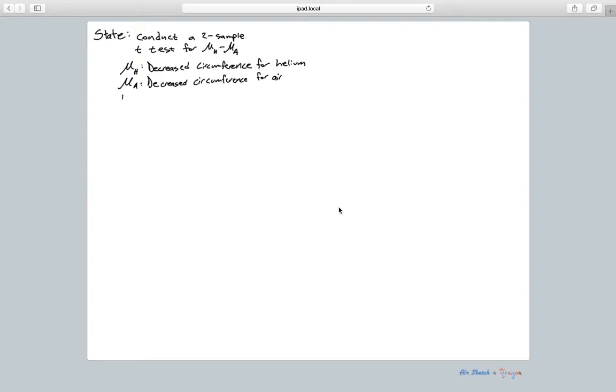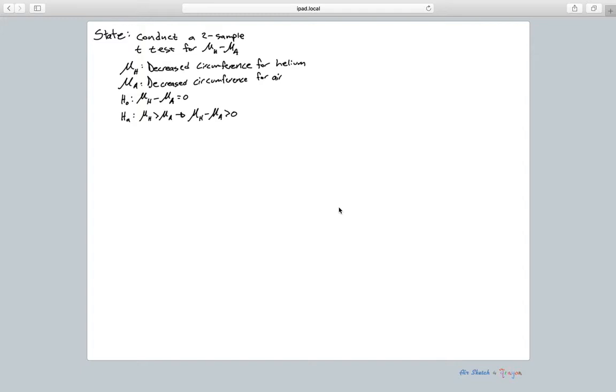Now let's write our hypotheses, so our null and our alternative hypotheses. Well, our alternative is a significantly greater decrease in helium circumference, right? So another way of writing that, if I subtract mu A from mu H, is the difference is greater than 0. And then that means that our null hypothesis is that it equals 0. So this is a one-tailed test for mu H minus mu A.